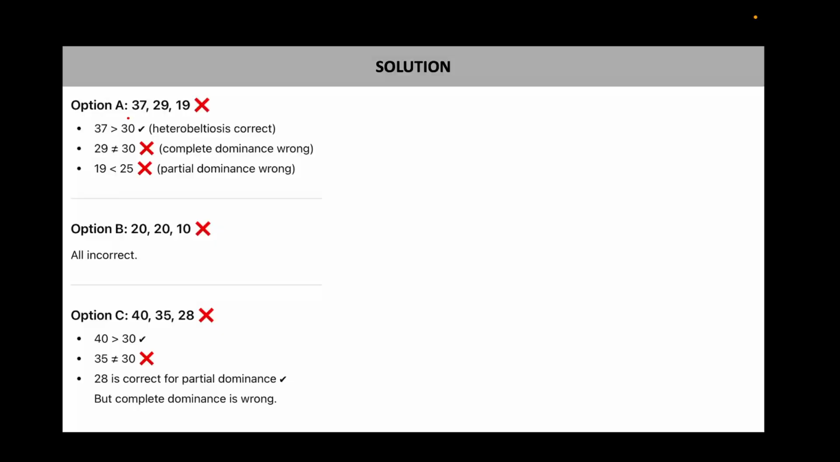In option A, it was 37, 29, and 19. This cannot be correct because 37 is more than 30, which is true for heterobeltiosis, but the second has to be 30, so 29 is wrong. And 19 is less than 25, so that is also wrong. In option B, 20, 20, and 10 are all incorrect because this is not more than 30, this is not equal to 30, and this is not between 25 and 30. In option C, 40 is more than 30, but 35 is not equal to 30, and 28 is right, but of course the second one is wrong. So this option is also wrong.